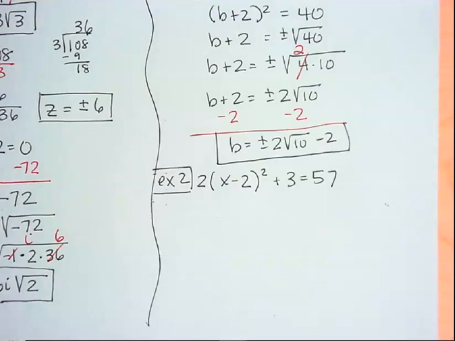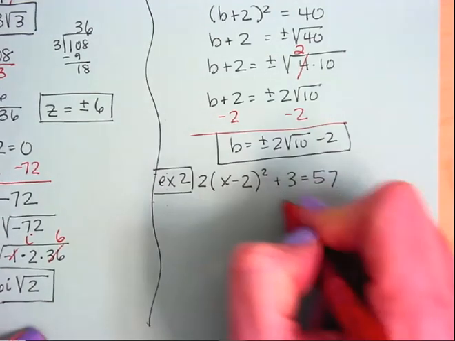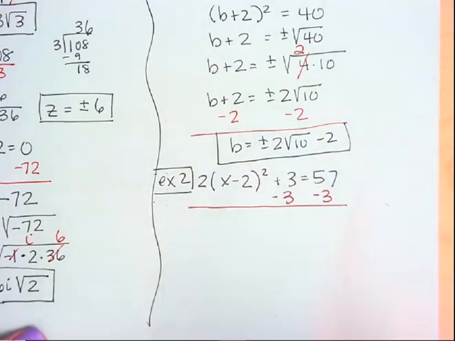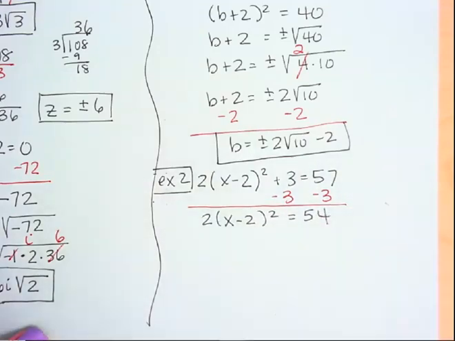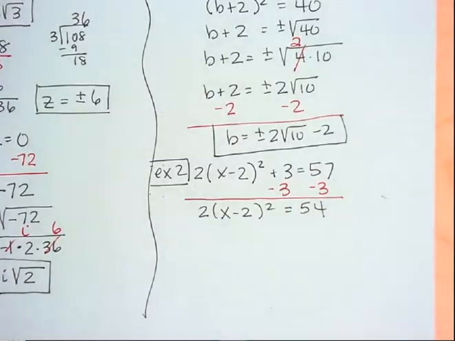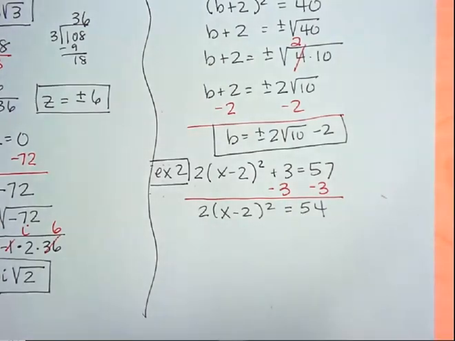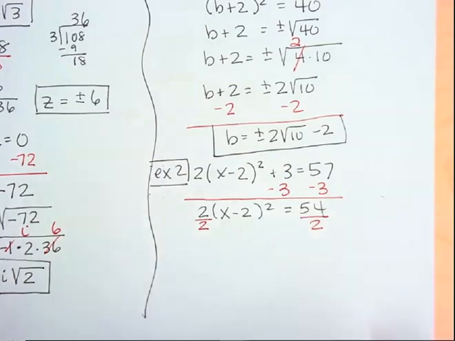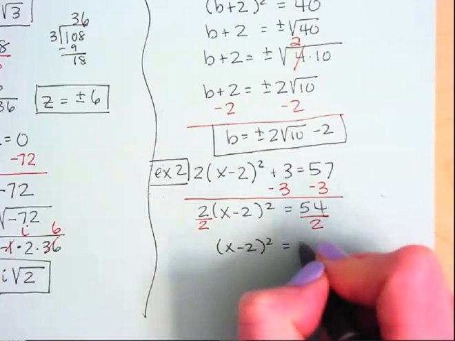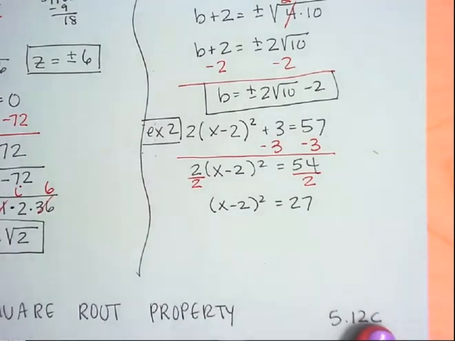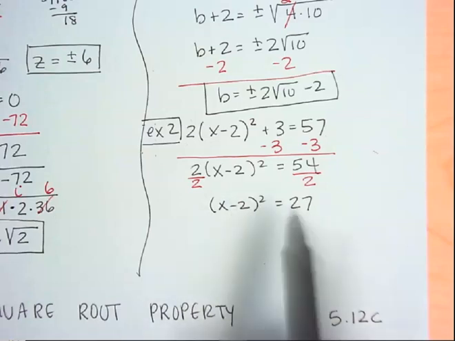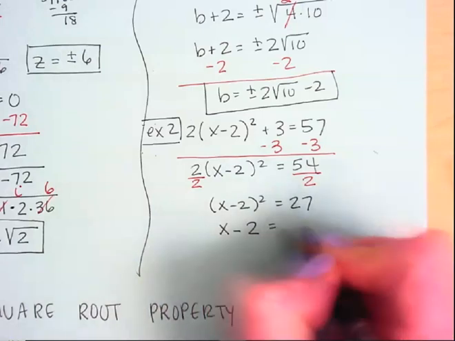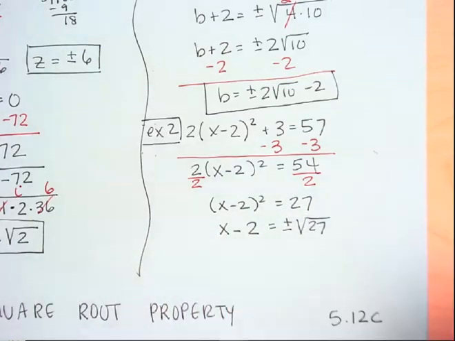Which one do you feel like we're going to undo first? The 3. So we subtract 3 to both sides. And so now once I do that, I'm in the same form as I was in the previous 2 problems. There's a 2 out front. We're going to divide that to both sides. So now my group or my binomial is isolated. It's being squared. I square root both sides to cancel that out. So that leaves me x minus 2. And on the right, plus or minus radical 27.